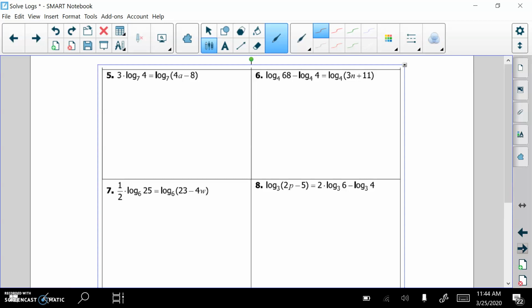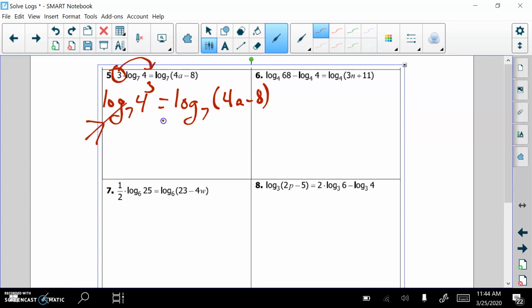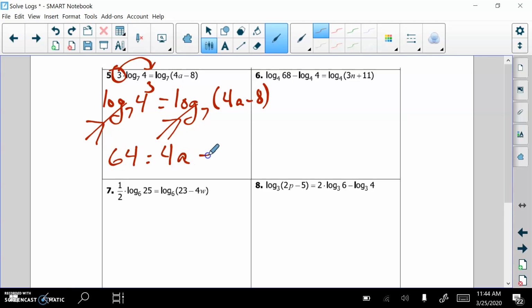I think this is the next page. I don't know, but number 5. So more of the same, where we have to actually condense our logarithm. So remember what we do with this 3. This 3 becomes an exponent on that 4. So the next line is log base 7 of 4 to the third power equals log base 7 of 4a minus 8. We exponentiate, and 64 equals 4a minus 8. All right, not too bad.